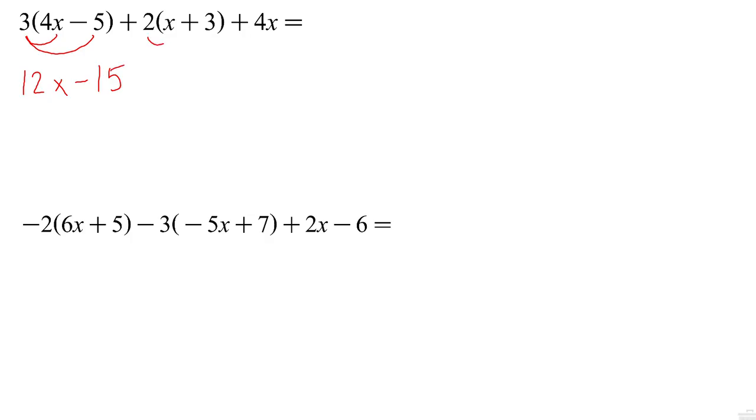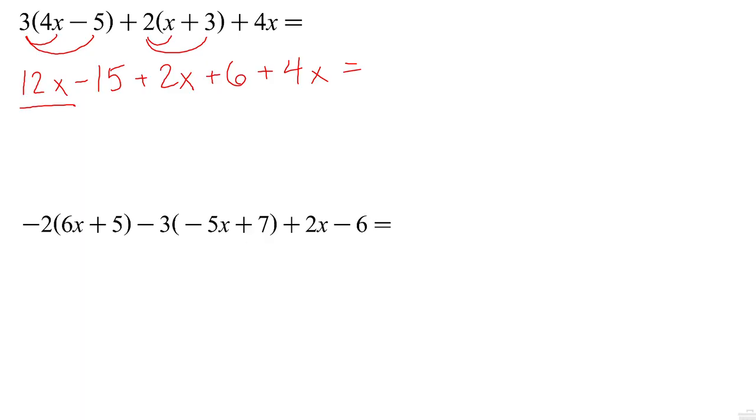We'll do the same here. 2 times x is 2x. And 2 times 3 is 6. And a common thing people forget is after they've done the distributing, they sometimes forget to write what's still left there. So we still have a plus 4x. So now we'll combine the like terms.